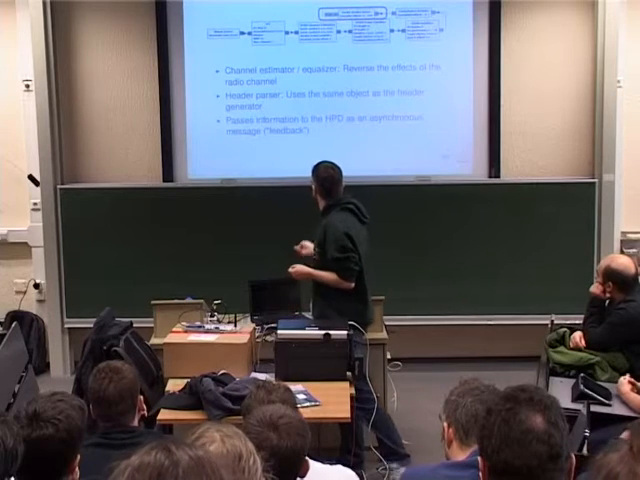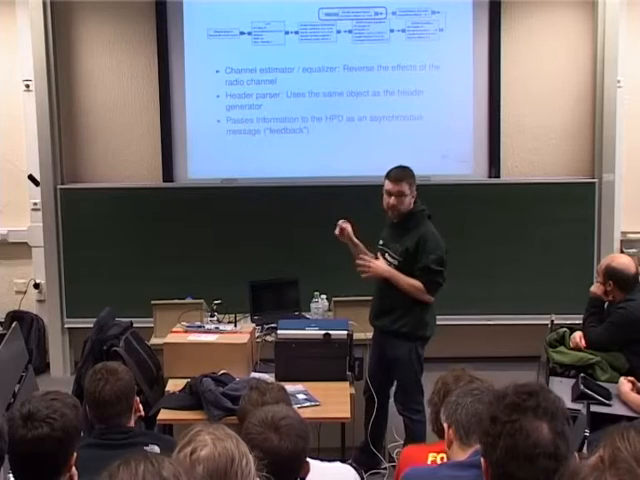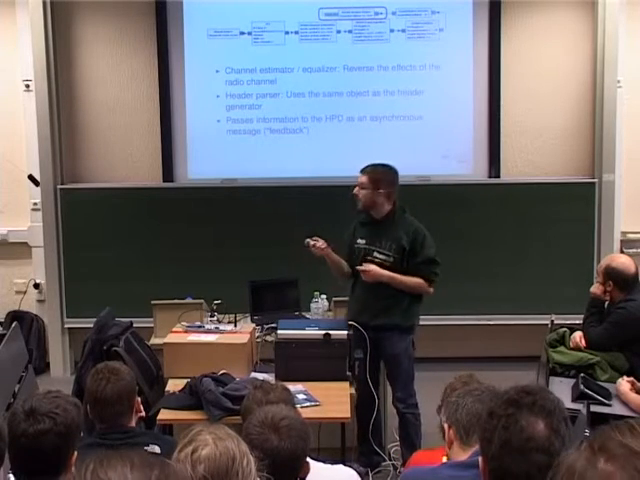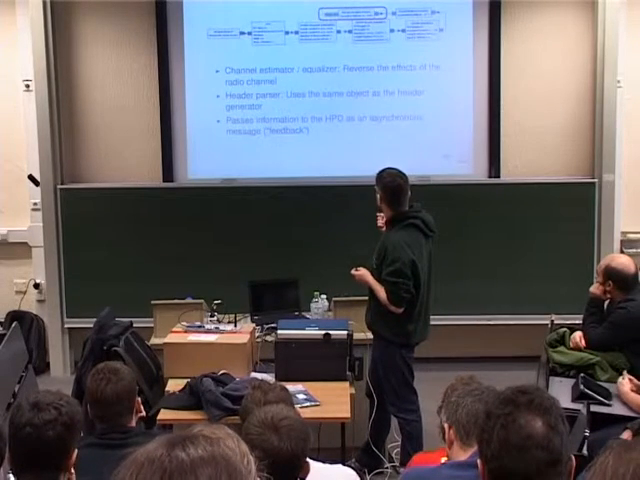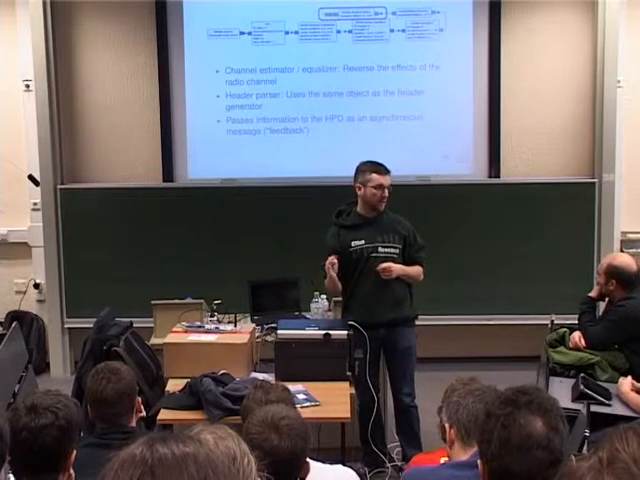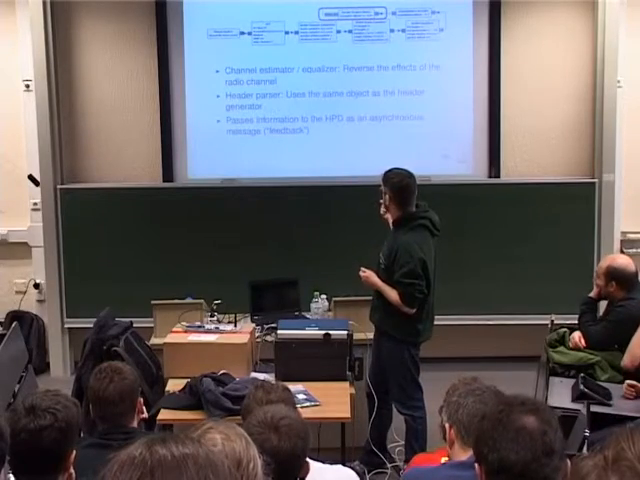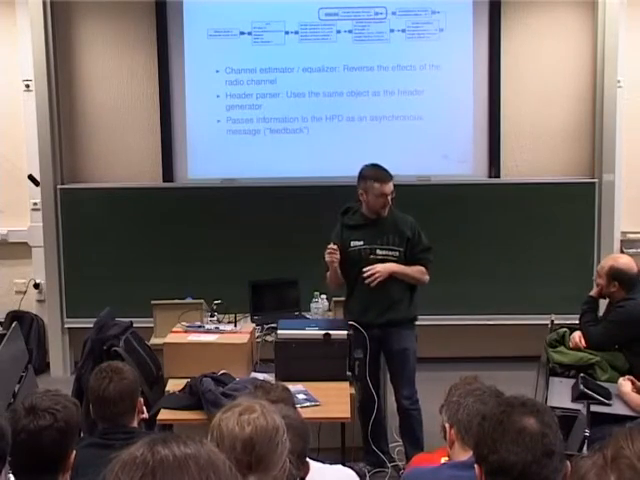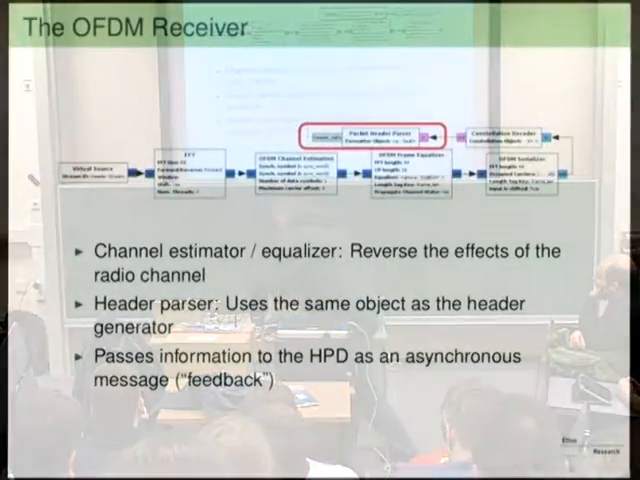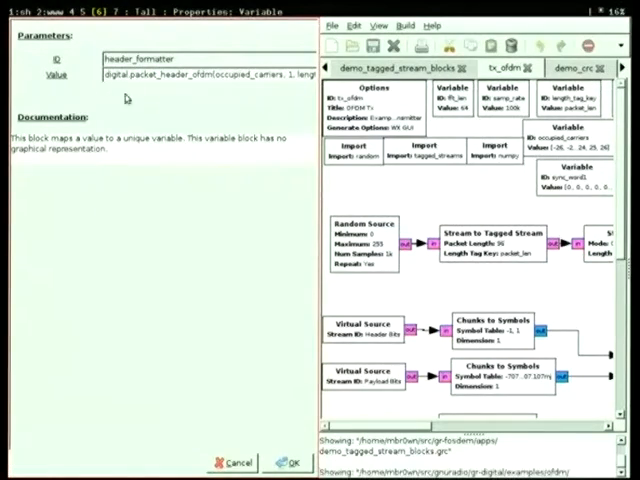But this guy is interesting. Eventually we'll get the same bits that we transmitted on the header side. And here we have the header parser. This is exactly the inverse function to the header generator I explained earlier. And the interesting thing is, if we have a look at this, it takes the same object that we had before. So this is my flow graph. The header formatter object is called header formatter.